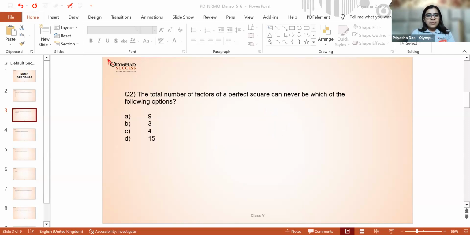Okay. Very good, Lokesh. So count how many of them are there. Lokesh: 1, 2, 3, 4, 5, 6, 7, 8, 9, 10, 11, 12, 13, 14, 15. So can B be the answer? Can D be the answer? No.